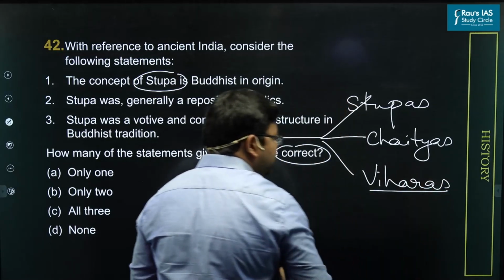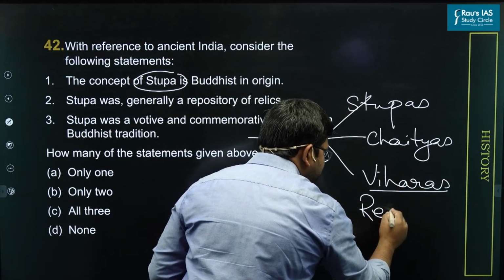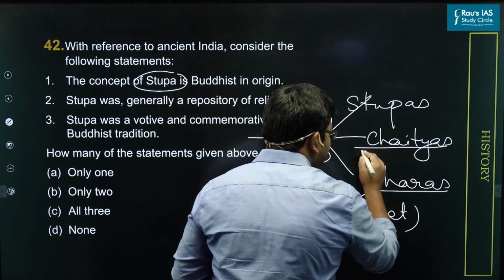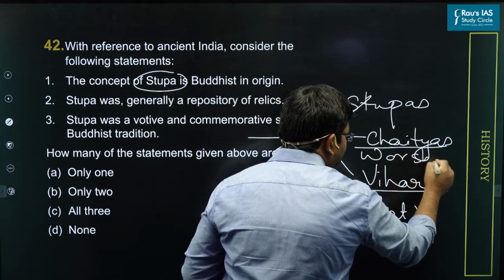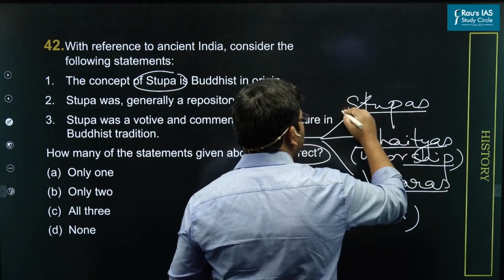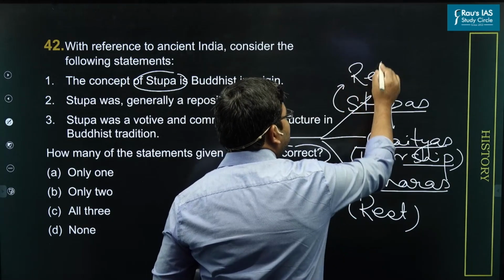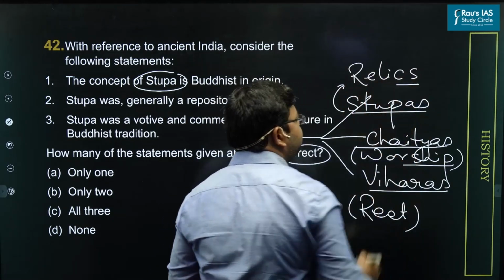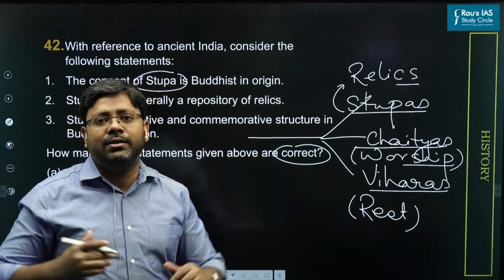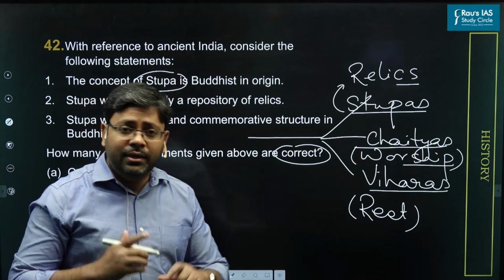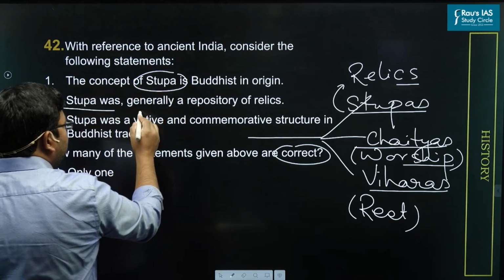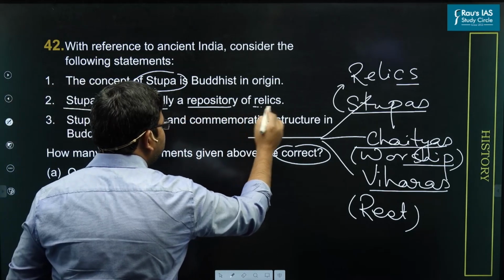The viharas were mainly places for the Buddhist monks to rest. The chaityas were mainly places of worship for the Buddhist monks. On the other hand, the stupas were mainly constructed over the relics of Buddha. It was believed that the relics of Buddha would energize the entire structure of the stupa. Now, if this is so, the second statement, that the stupa was generally a repository of relics, is correct.